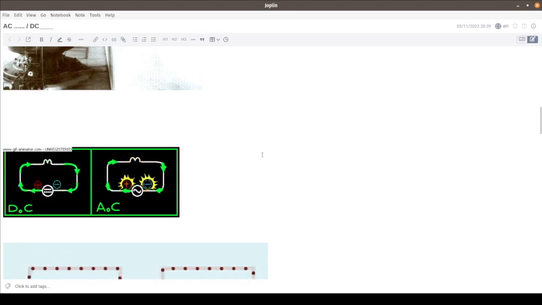Direct current is what? It flows in only one direction, as you can see in the image. This is a moving image, and of course current passes from positive to negative. What is the direction of current? Positive to negative. And this direction of current is only one way, right?